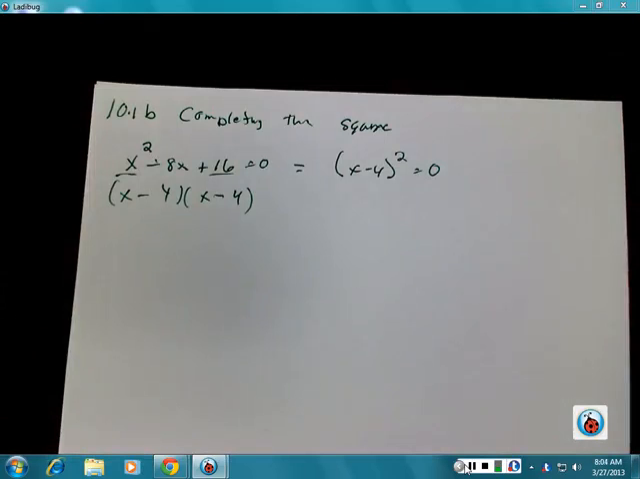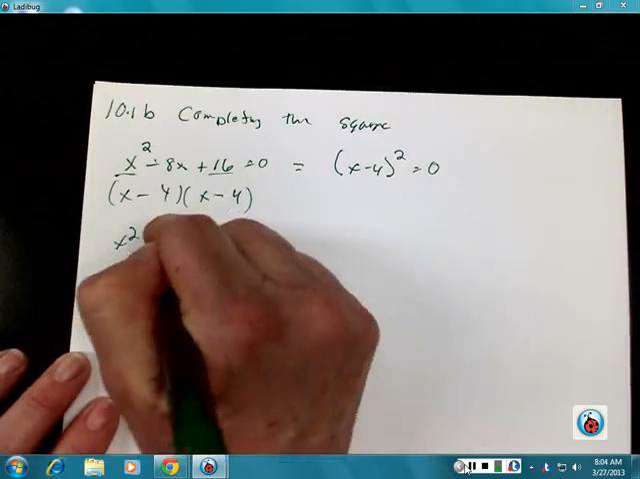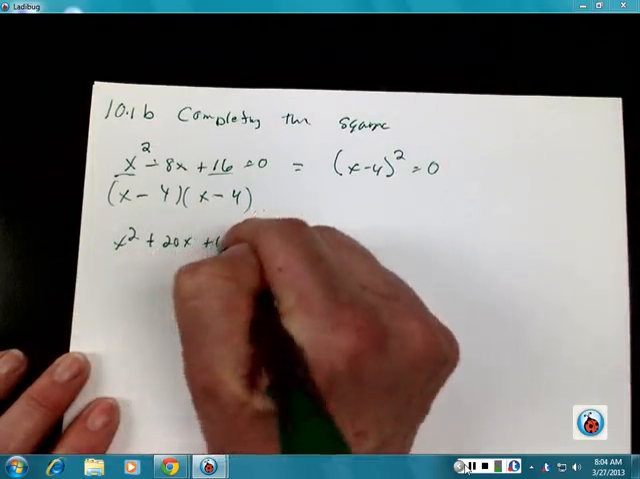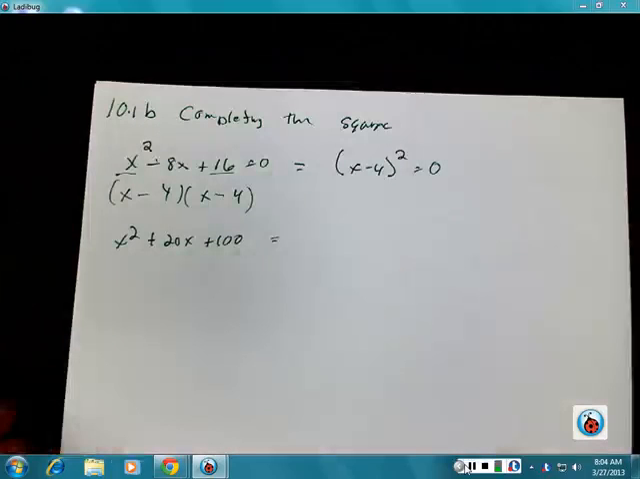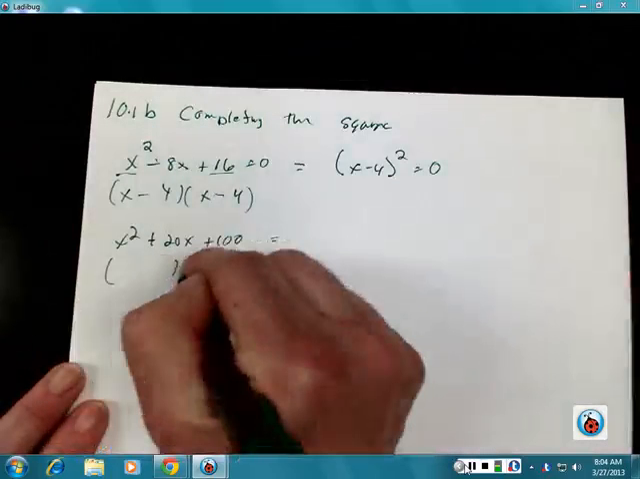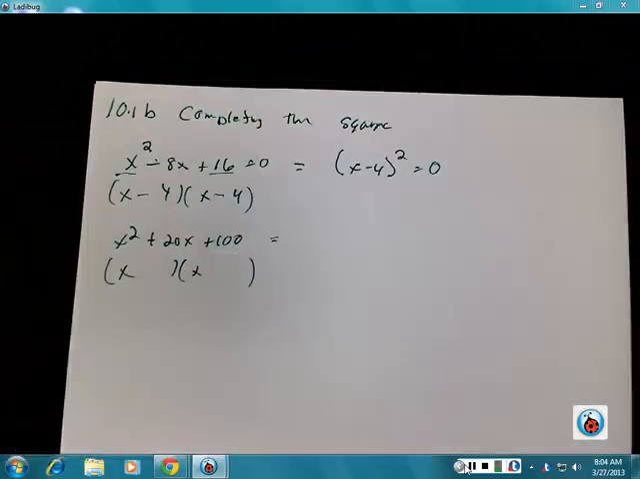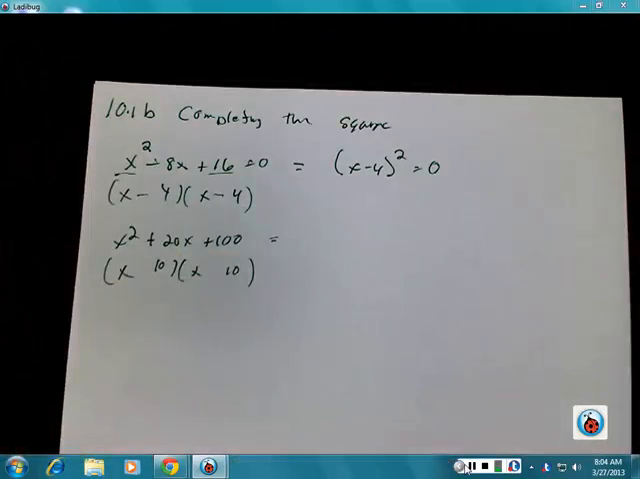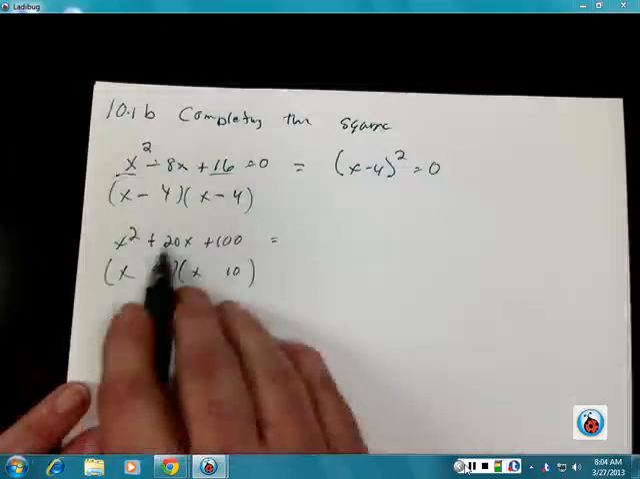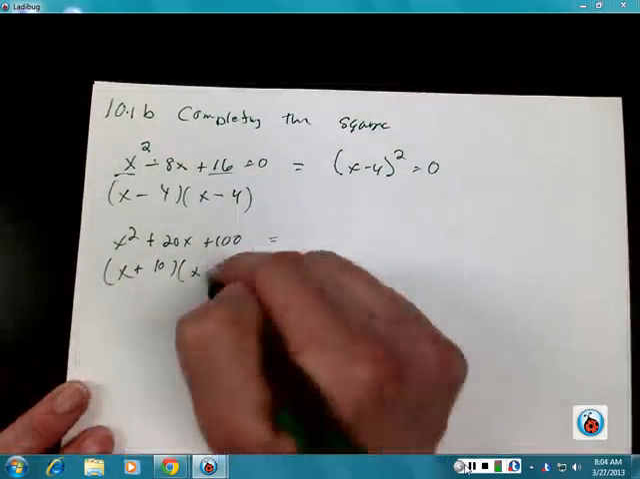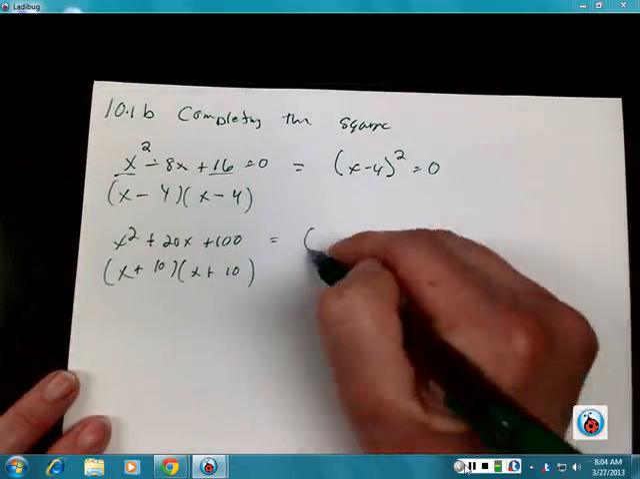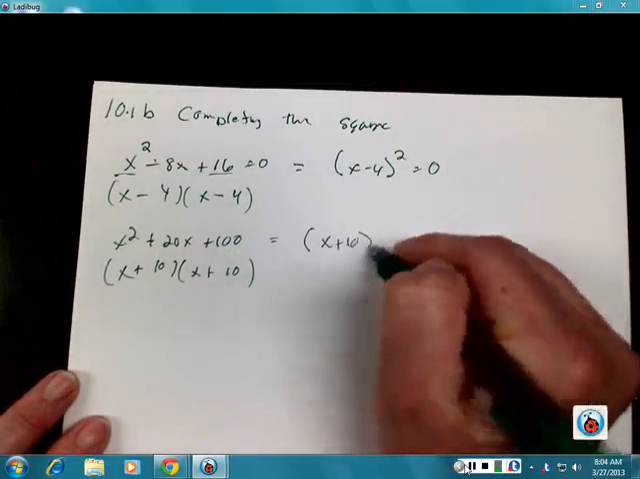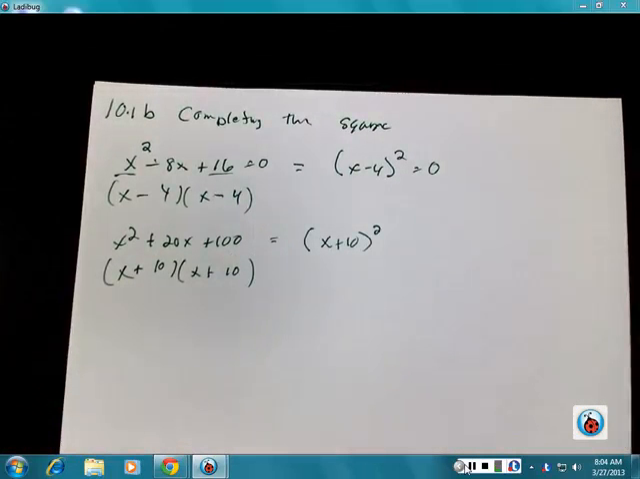Another one might be x squared plus 20x plus 100, a perfect square as well, because we have x and x, and 100's a perfect square, so it's a 10 and a 10. The plus in the middle makes both of them pluses, and so what we find is that we have x plus 10 squared.